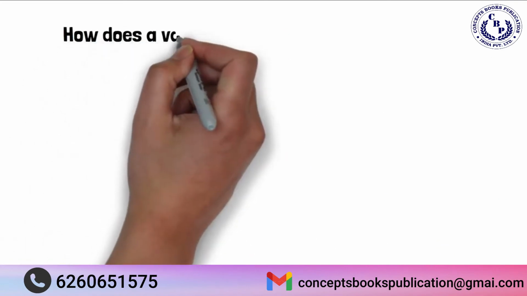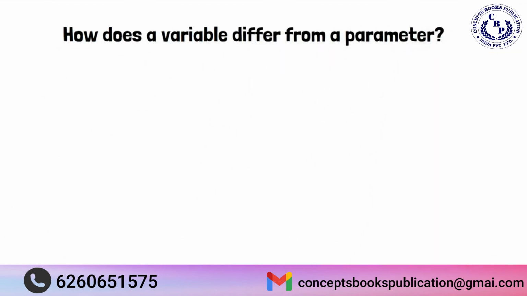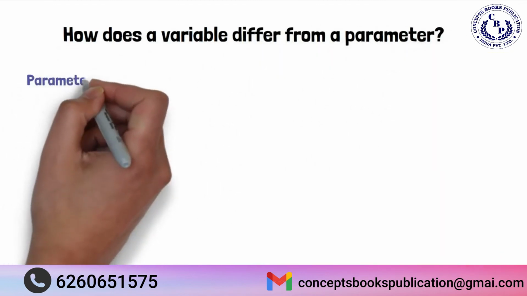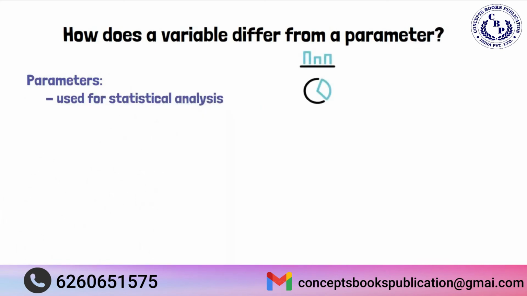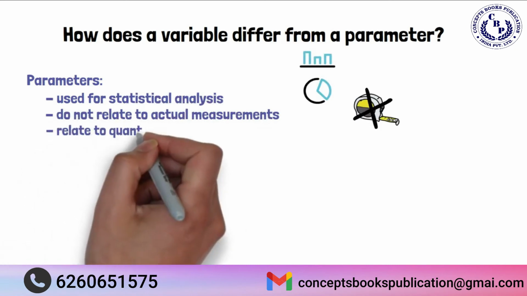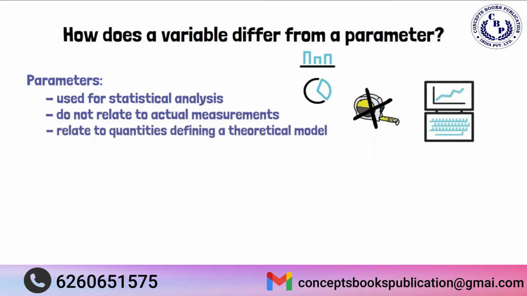Now that we know what a variable is, how does it differ from a parameter? Parameters are what biostatisticians use for the statistical analysis. They do not relate to actual measurements, but to quantities defining a theoretical model. Let's go back to our example with the blood pressure.